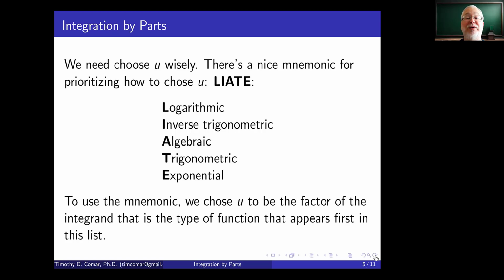So the question is, how do we go about doing this? We need to be able to choose that function u wisely. There is a nice mnemonic for prioritizing how to choose u, and many textbook authors refer to this as LIATE. Here is what the letters stand for: logarithmic functions, inverse trigonometric functions, algebraic functions, trigonometric functions, and exponential functions. To use the mnemonic, we choose u to be the factor of the integrand that is of the type of function that appears first in this list.